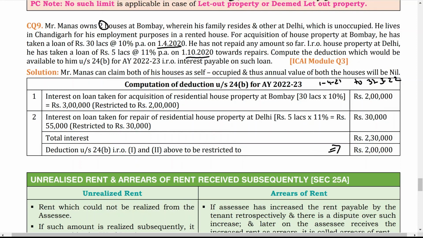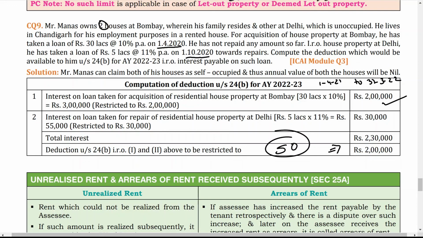So for the first house located at Bombay, you are getting 3 lakh, but more than 2 lakh is not available. So the answer is 2 lakh. In the second house, the maximum limit is 30,000 and your actual interest is 55,000, so you will get only 30,000. So your total is 2 lakh 30,000. But again, 24B allows interest of a maximum of 2 lakh if the property is self-occupied.